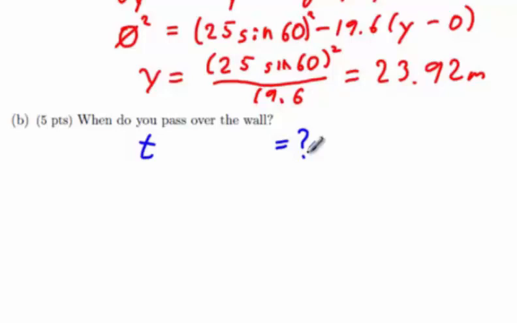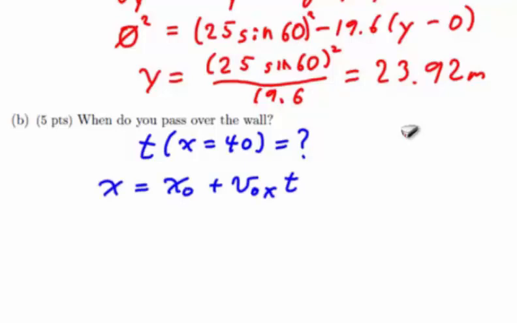Looking back at the original diagram, we see that passing over the wall should not be defined as y equals 15. That would mean that your trajectory touches the wall. Hopefully you clear the wall pretty well. When you pass over the wall is when your x location is 40. This is solved using the xt relation, which is written as x is x0 plus v0x times t.